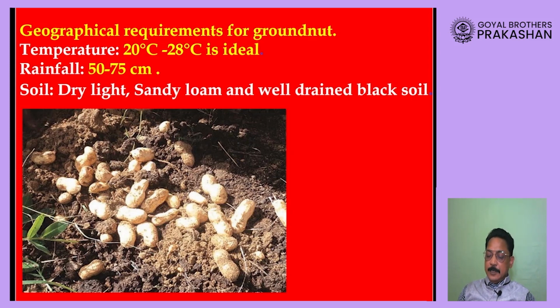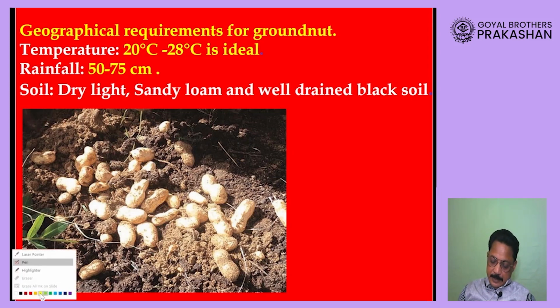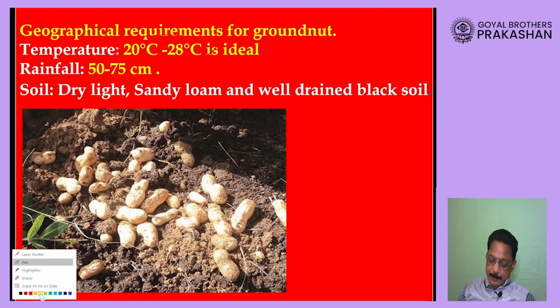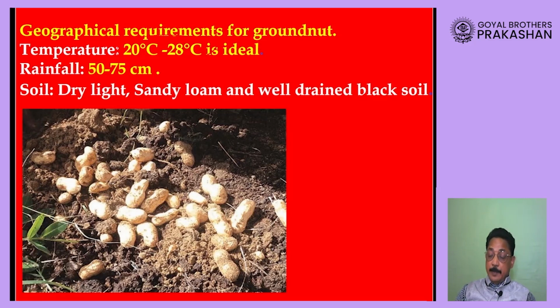Now before that, let us look at some of the geographical requirements of this crop. First thing, temperature of 20 to 28 degrees Celsius. Second thing, rainfall of 50 to 75 centimeters. Please remember, dear students, this is a database topic, meaning here you will have to learn the facts. Facts are to be learned by heart. That means how much temperature is required, how much rainfall is required, and which type of soil is good for it.